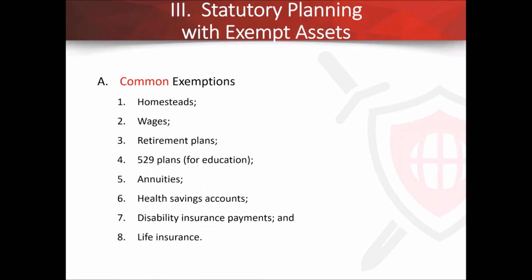Other exemptions, and these are mostly by statute. There's an exemption for wages for head of household. There are also some wage exemptions under the garnishment statutes in federal law, retirement plans, education plans, annuities, HSAs, disability, and life insurance. Although life insurance is protected, there's limitations on it. That protection does not extend.